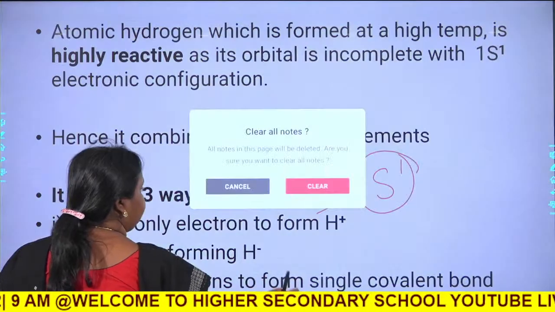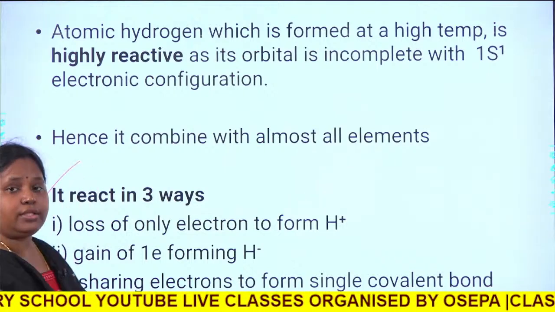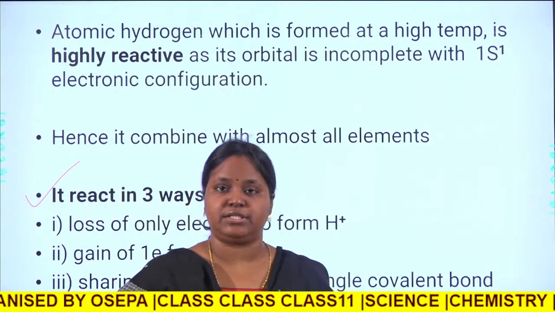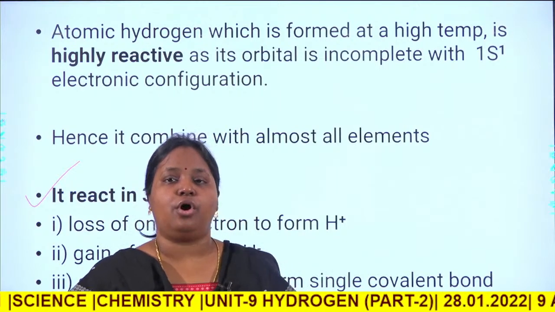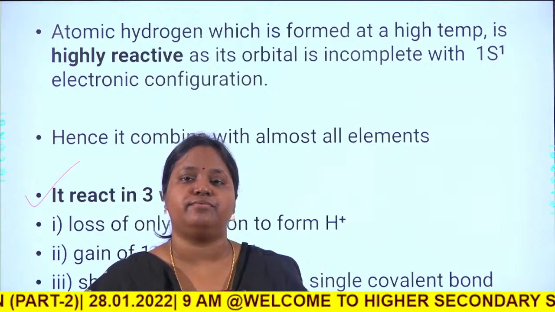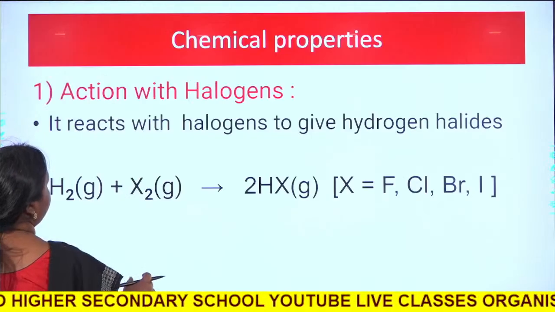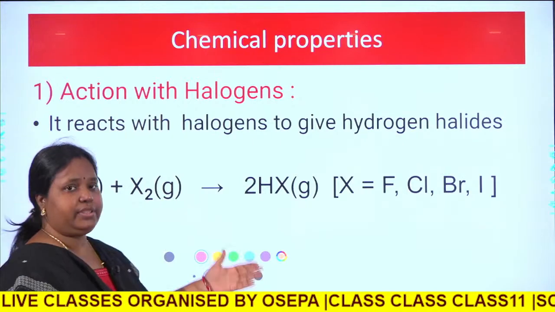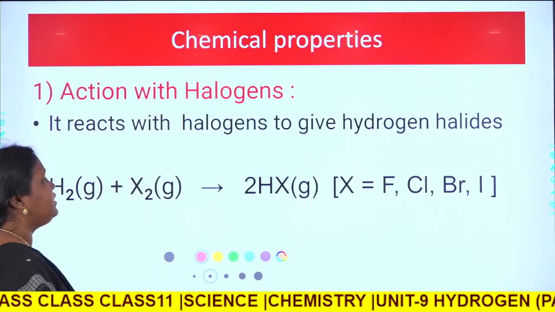So how does the reaction between hydrogen and other elements take place? By three ways. Either the hydrogen will lose an electron forming H plus, or the hydrogen will gain an electron forming H minus or hydride ion, or the hydrogen will simply share one electron with another atom forming a covalent bond. So let us see the reaction of hydrogen with halogens, then with oxygen.